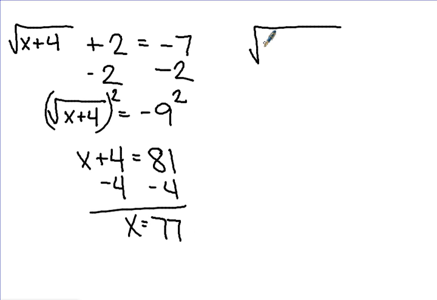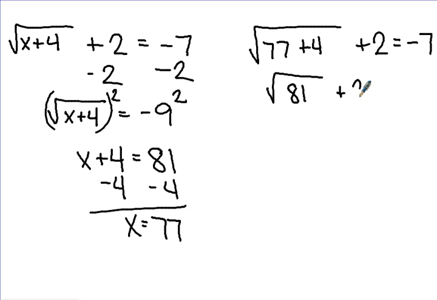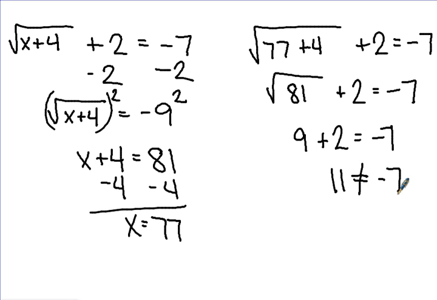So we're going to substitute it back into the equation. We have the square root of 77 plus 4, plus 2. We're going to see if it equals negative 7. Well, 77 plus 4 is 81. The square root of 81 is 9. 9 plus 2 is 11, and 11 does not equal negative 7. So what we would do at this point is either write an empty set, which is a circle with a line through it, or write no solution.